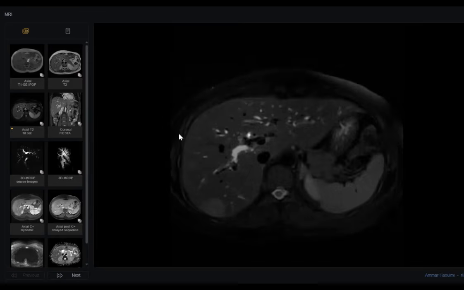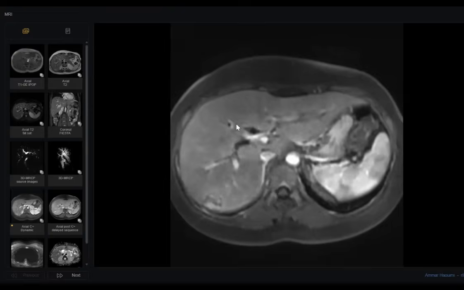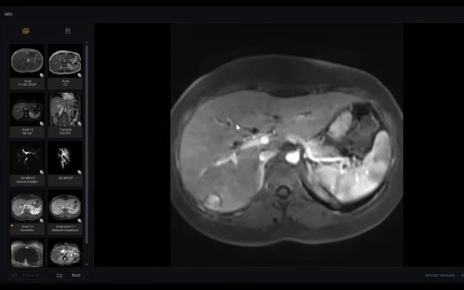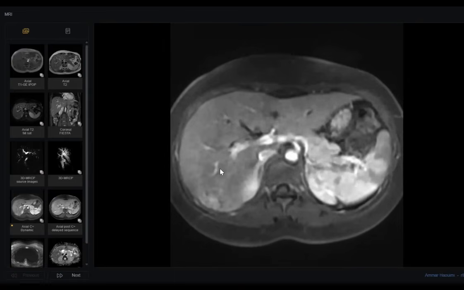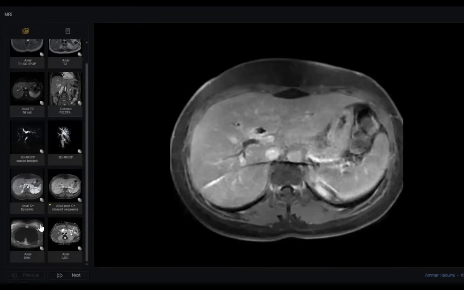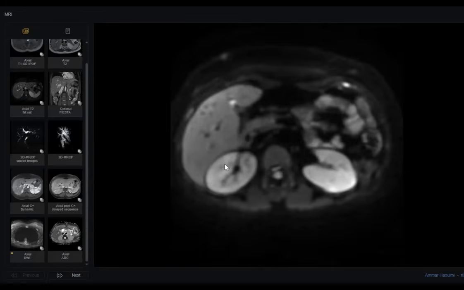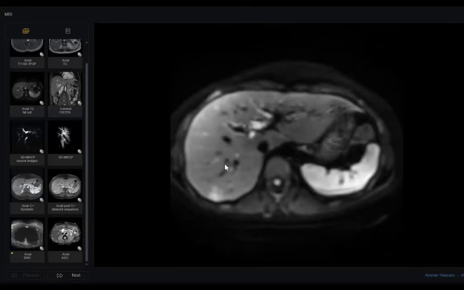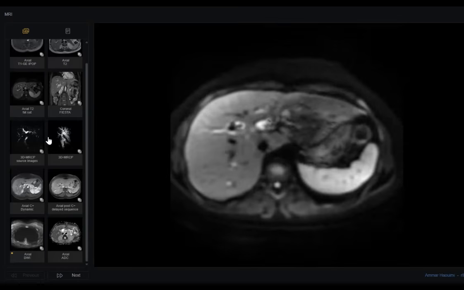Okay, my colleagues, what is this? This is a focal lesion here. If we follow it from arterial, venous, delayed, finally it will be a hemangioma. But this is not a big deal. So the biggest deal to pick up, the most important thing here.